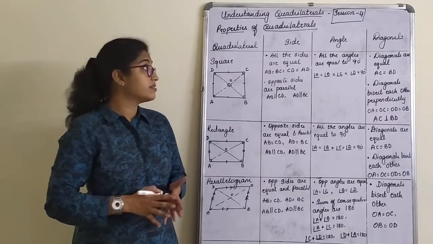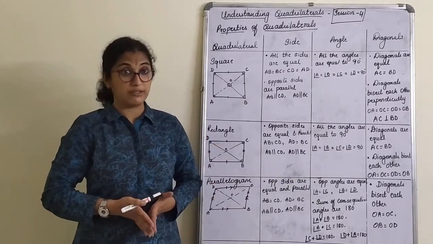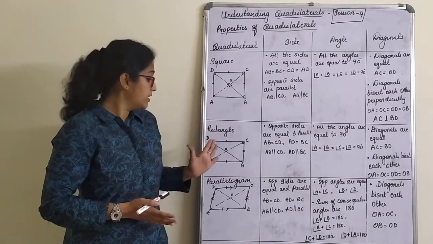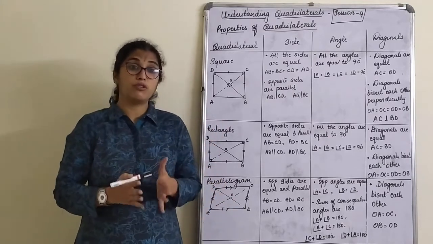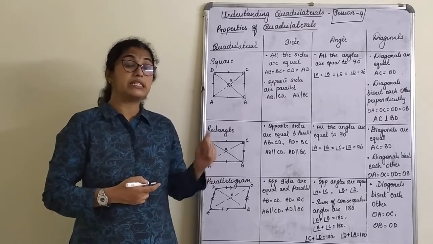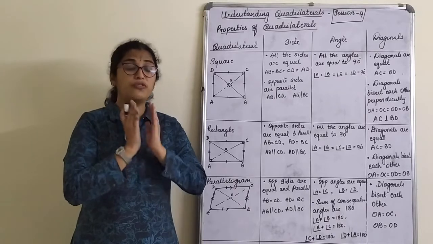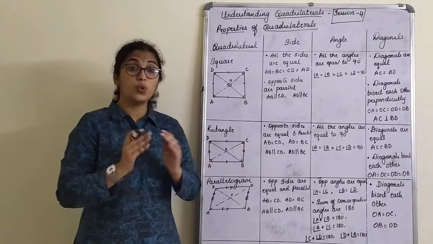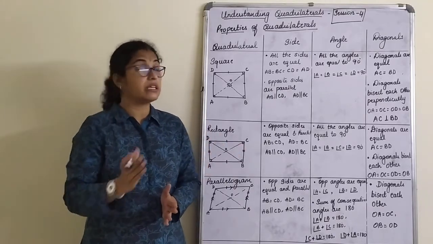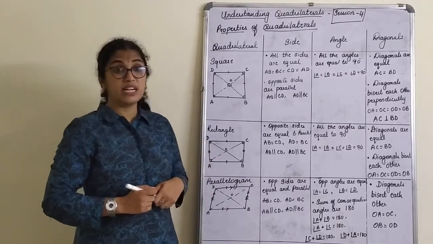So today in this class we will be only understanding about properties of quadrilaterals, that is properties of square, rectangle, parallelogram, rhombus, trapezium and kite. What are their side properties, angle properties and diagonal properties. You need to know very well with these properties, only then you can solve the numericals based on these quadrilaterals. So let's start with square.